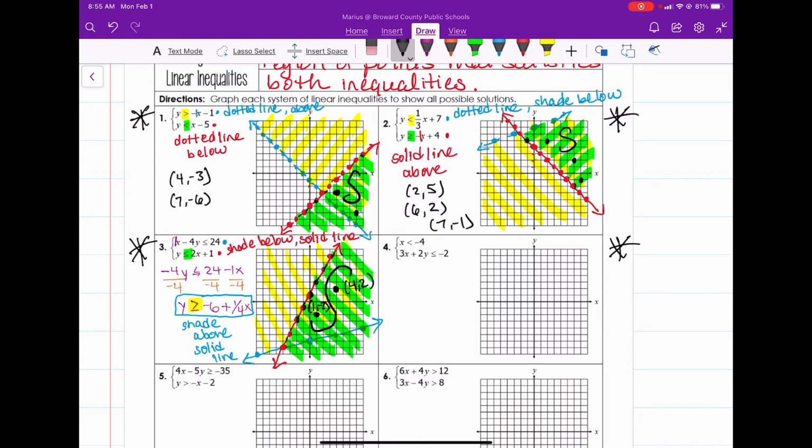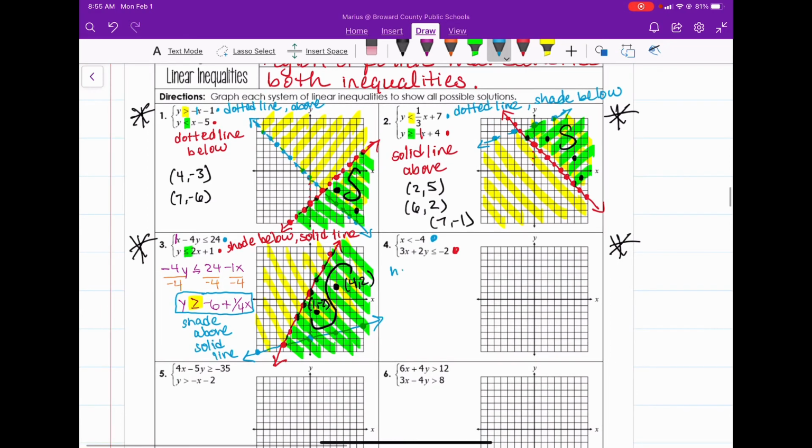All right. Let's do number 4, and then we'll be done with our lesson for today. So for number 4, once again, the first equation I'll do in blue, and the second line I'll do in red. Now for the first one, that's going to be a horizontal line. Or not a horizontal line, excuse me. That won't be a horizontal line. I meant to say it's going to be a vertical line. Sorry about that. Vertical line. Okay, and taking a look at the inequality symbol, we know it's going to be a dotted line.